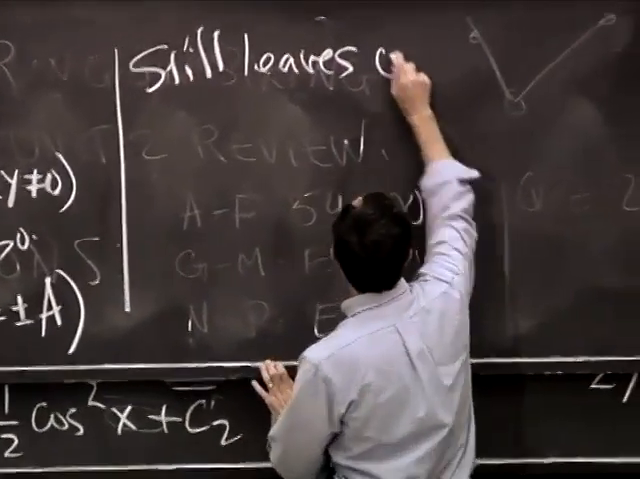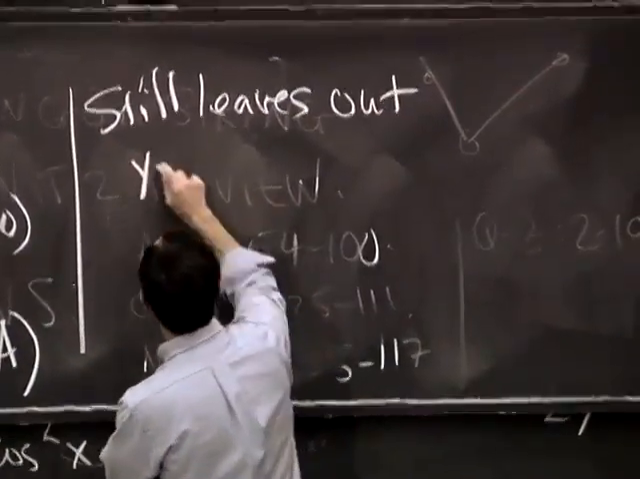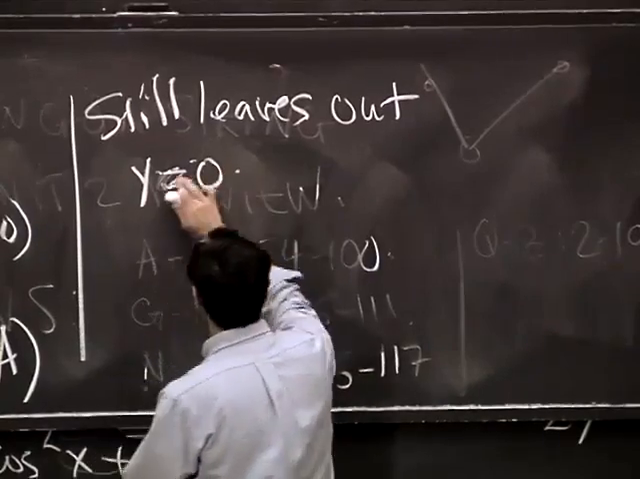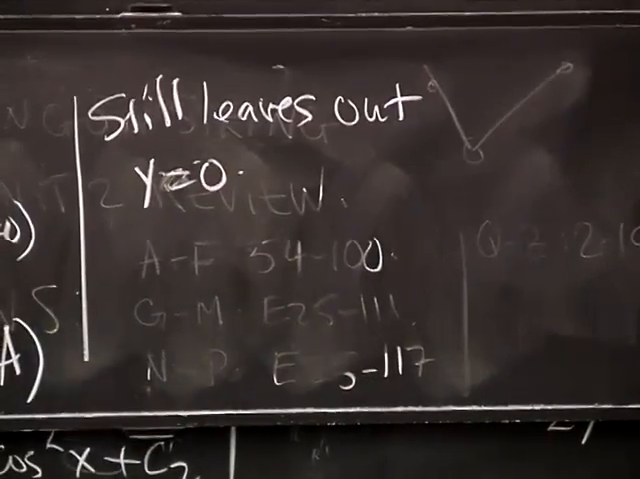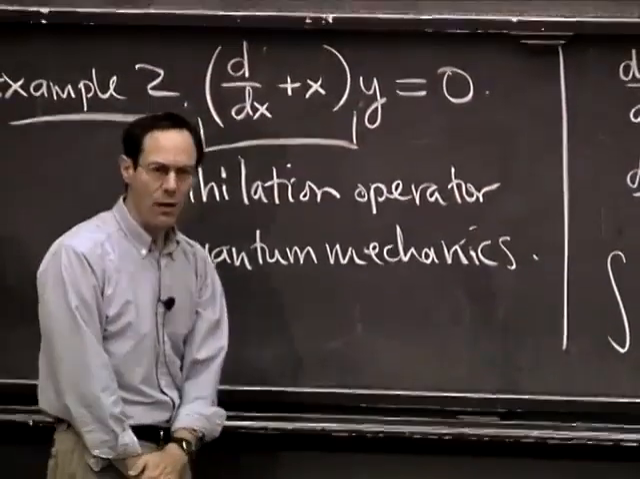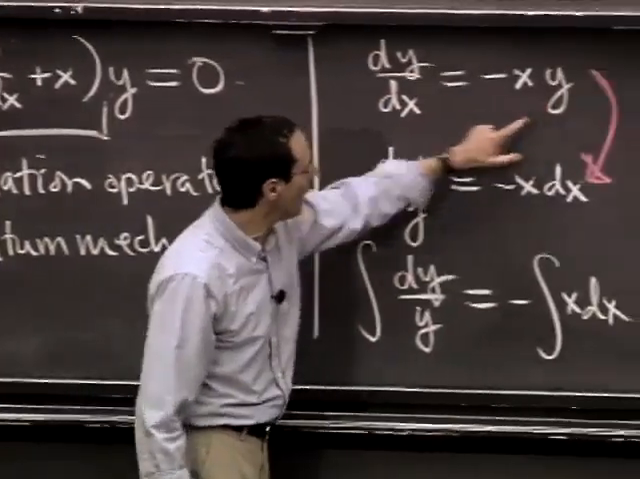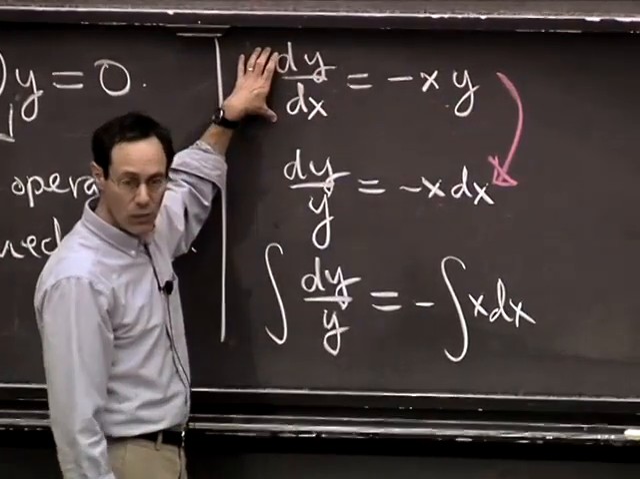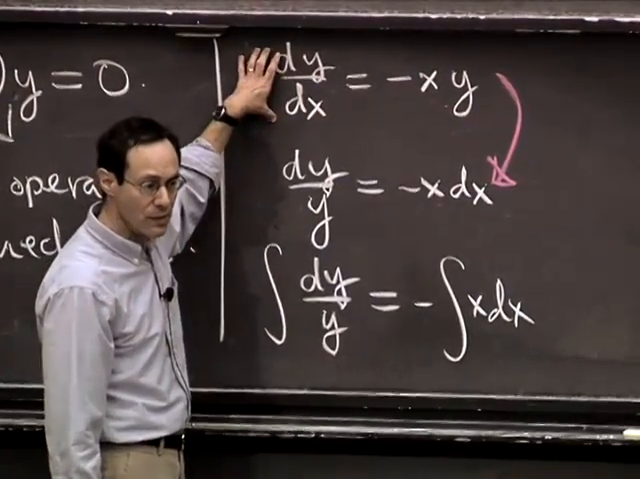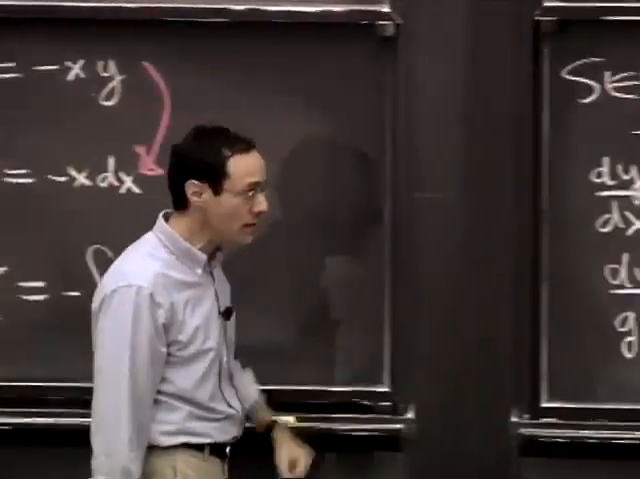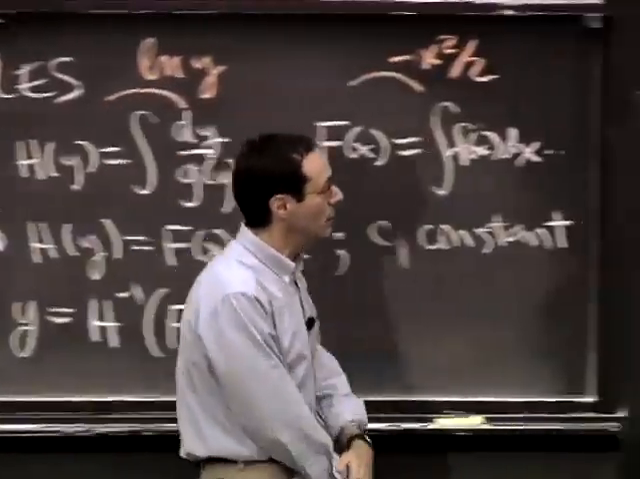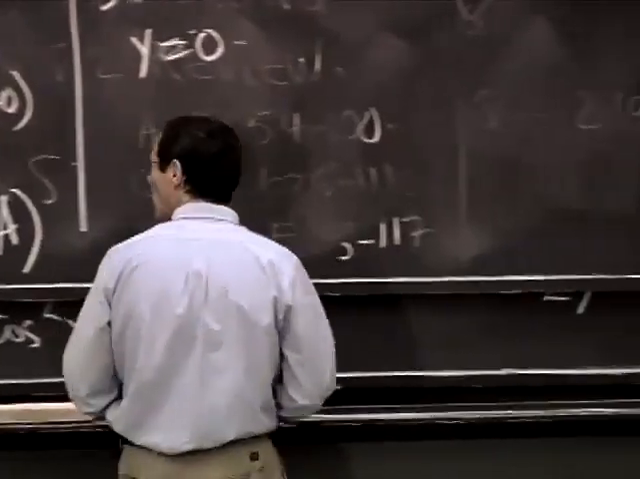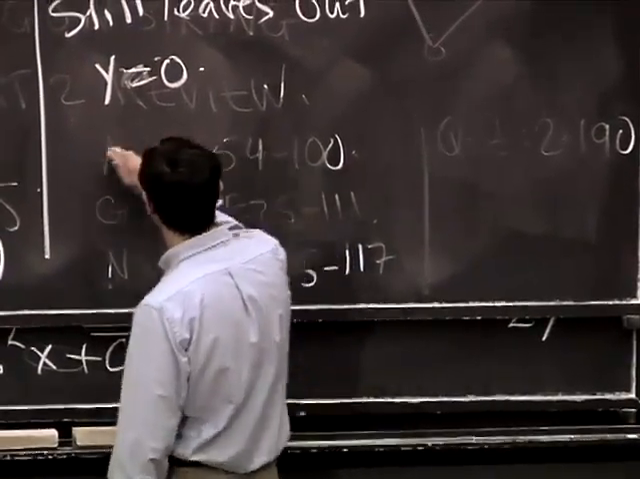But this still leaves out one case, which is y equals 0, which is an extremely boring solution, but nevertheless a solution to this problem. If you plug in 0 for y, you get that these two sides are equal. 0 equals 0. It's not a very interesting answer to the question, but it's still an answer. And so y equals 0 is left out. Well, that's not so surprising.